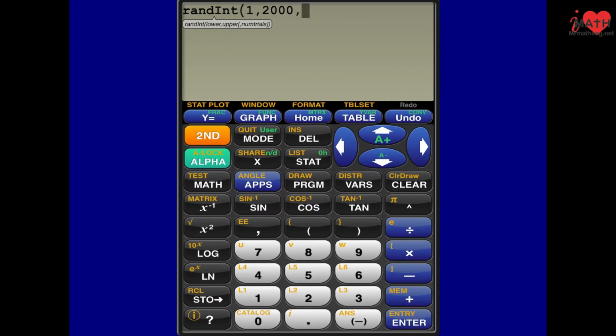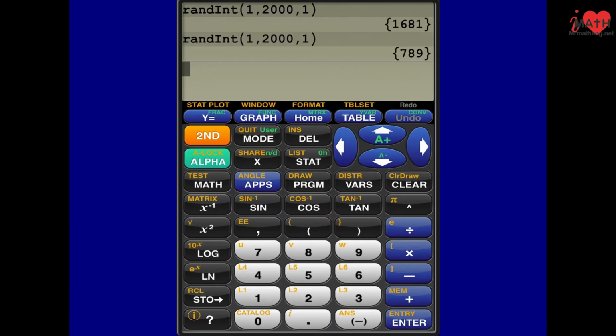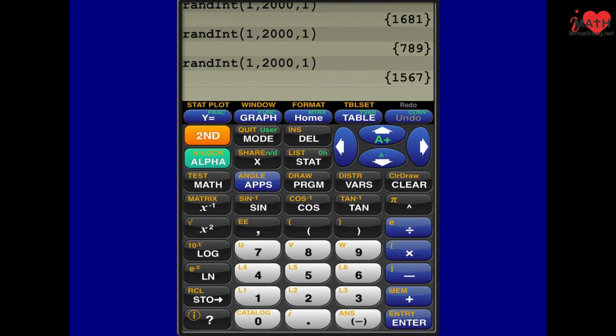And then how many do you want it to pick at a time? You could pick 50, but then you might get repeats and have to ignore it. So watch. Let's just say I just do 1. Just want to show you guys this. You can just press enter. That's a random number that the calculator's getting me. 789, 1567, student number 1597, and 1824. So we got lucky and there were no repeats.